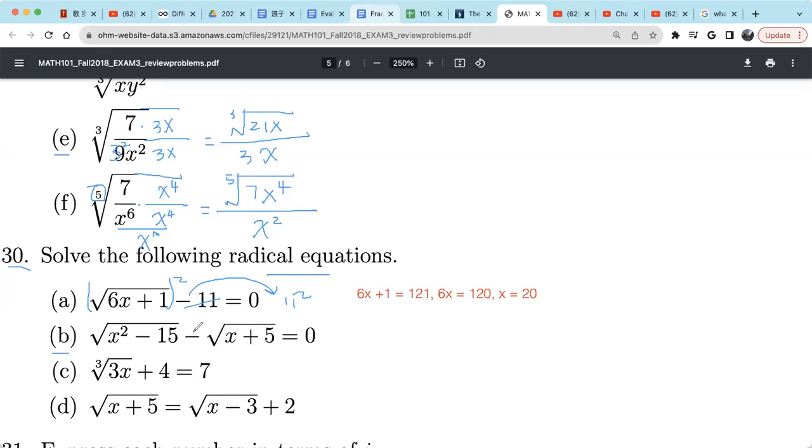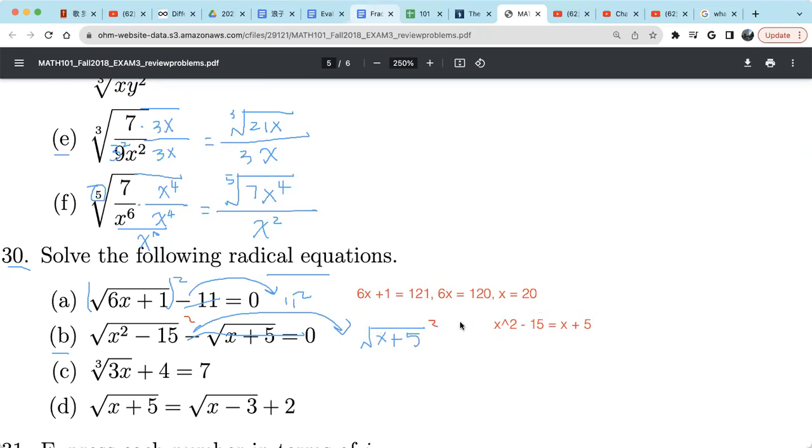We want to move this negative 1 term to the other side, become positive, right? So become positive. A square root of x plus 5 on this side now. Now we can square both sides. Let me change my color. So I square this side. I square this side. Square root cancel each other. So now I have x squared minus 15 equals to x plus 5.